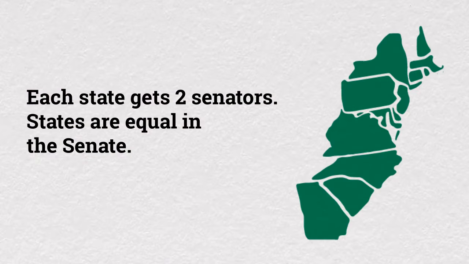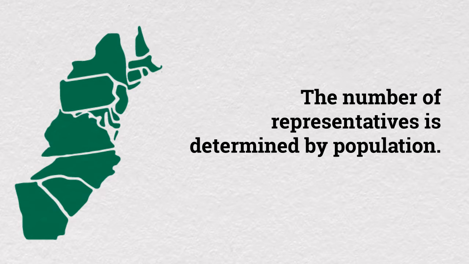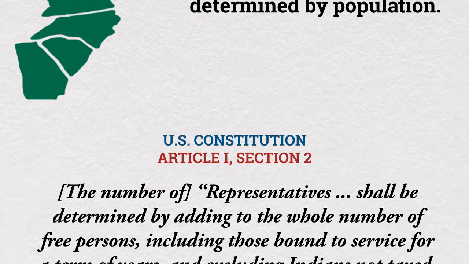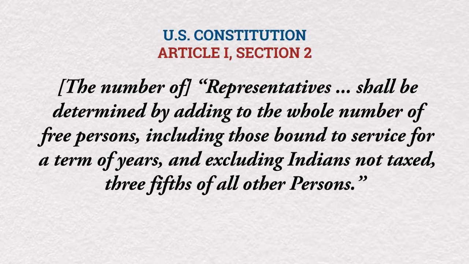How do we decide how many senators and representatives there are? There's another compromise here. Each state gets 2 senators. States are equal in the Senate. The number of representatives is determined by population. Add the number of free persons, excluding Indians not taxed, and 3/5 of the number of all other persons. It's the famous or infamous 3/5 compromise.